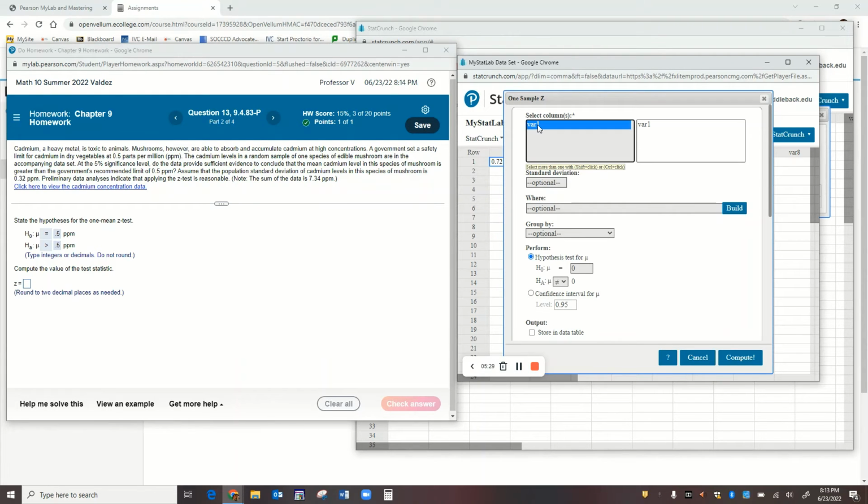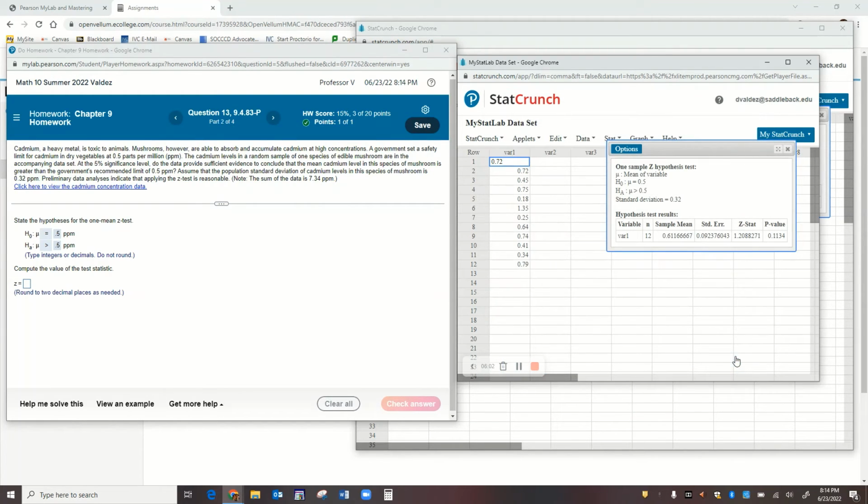And we're using all of the data in column 1, standard deviation. It says optional because you don't always have it, but they gave it to us. The population, second to last sentence, a population standard deviation is 0.32. If you forget to put it in, you'll get the wrong answer. Okay? And then make sure you enter the correct hypotheses, null and alternative. So I'm going to change this to 0.5. And then alternative is that mu is greater than 0.5. And that's it. So let's compute.